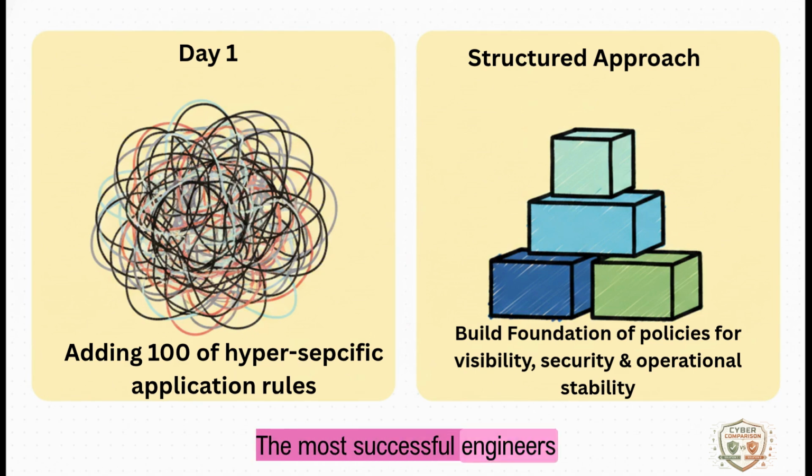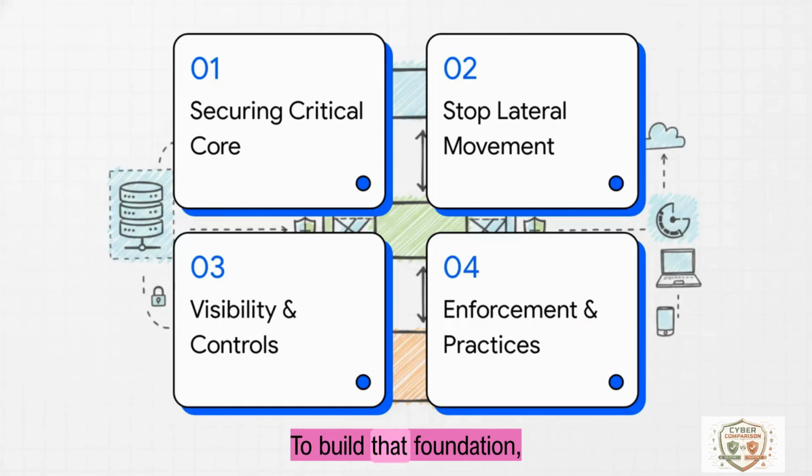The most successful engineers out there, they take a much more structured approach. They start by building a rock-solid foundation of broad policies that are strictly designed to give you visibility, security, and operational stability. To build that foundation, we're going to follow a 4-part zero trust blueprint. We'll cover securing the critical core, stopping lateral movement, visibility and external controls, and finally, enforcement and best practices.